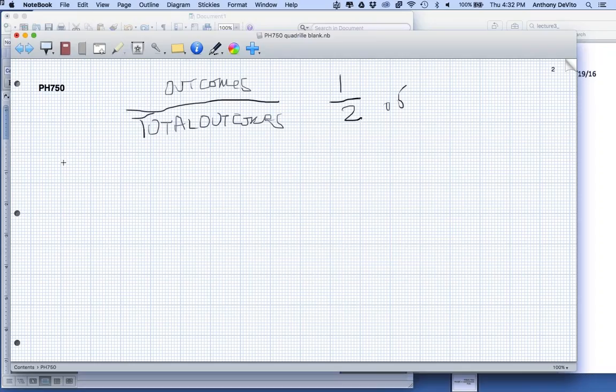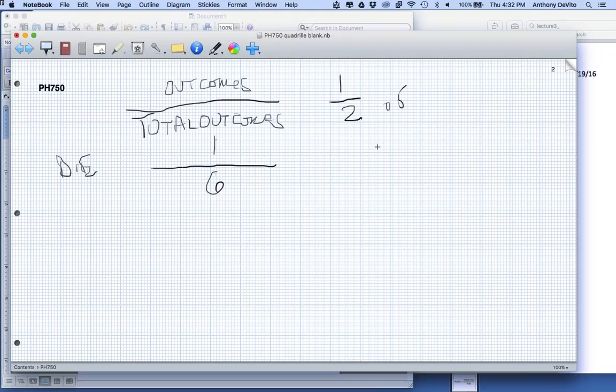Okay, how about if I have a die or a dice, right? How many possible outcomes do we have for a die? 6, right? Let's say the outcome that I want is 4. If I want that specific outcome, there's only one way for that to happen. So the probability of that happening is 1/6.